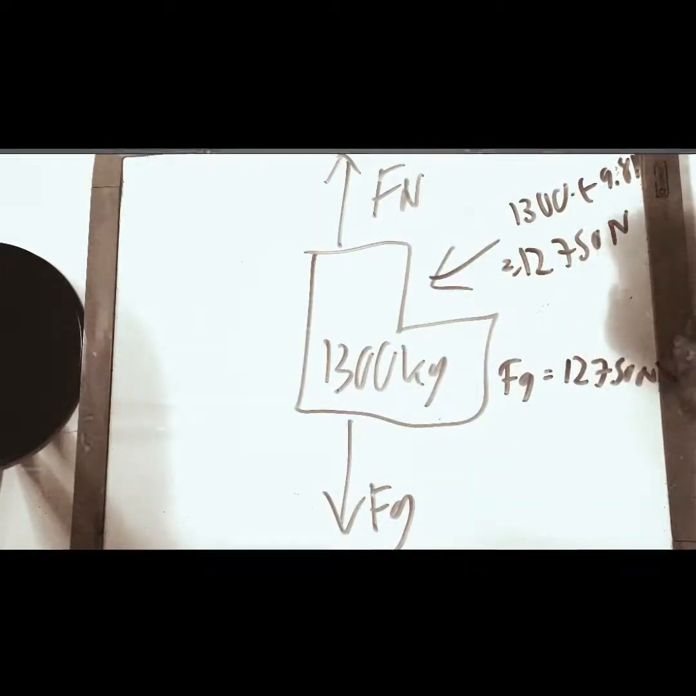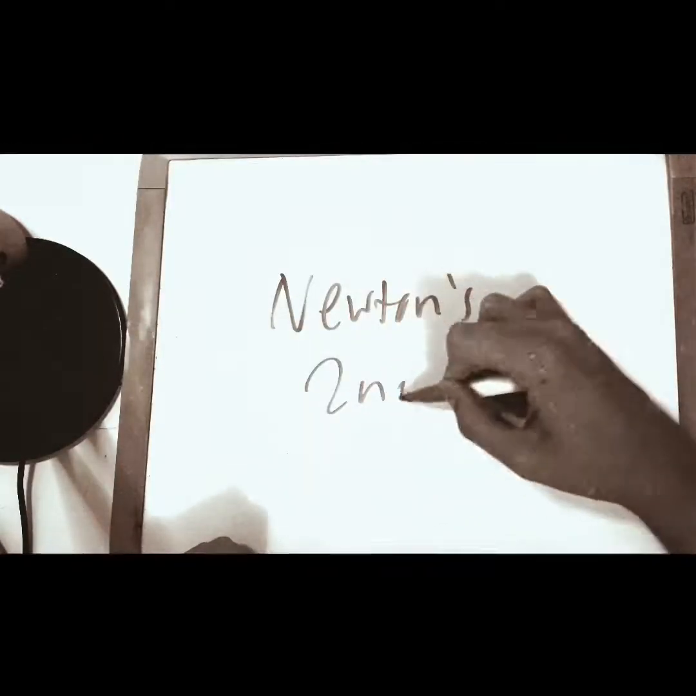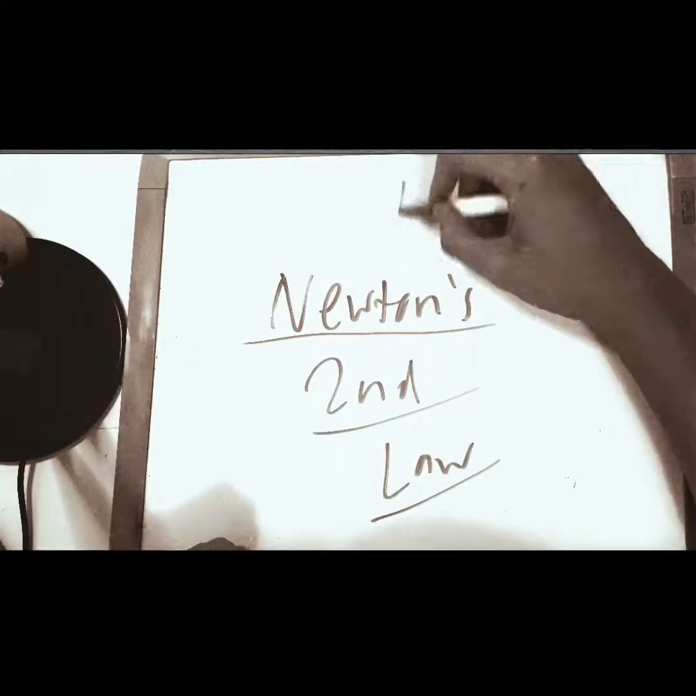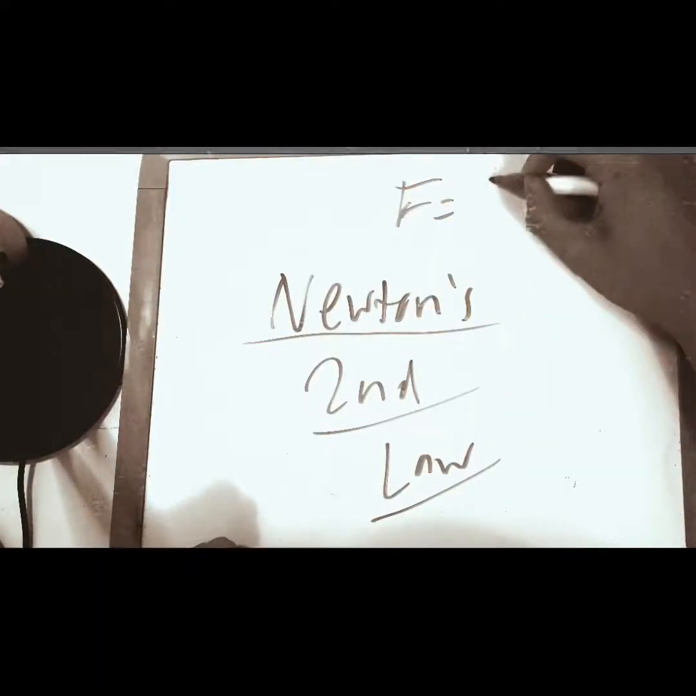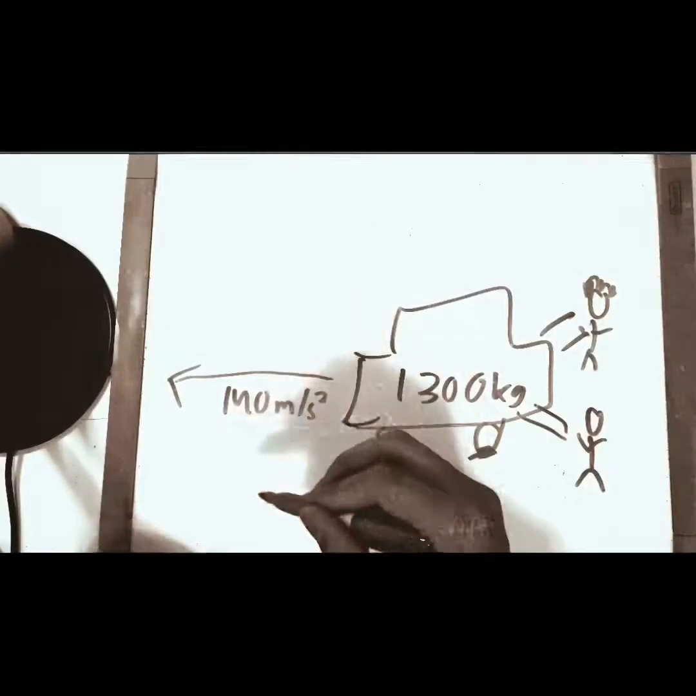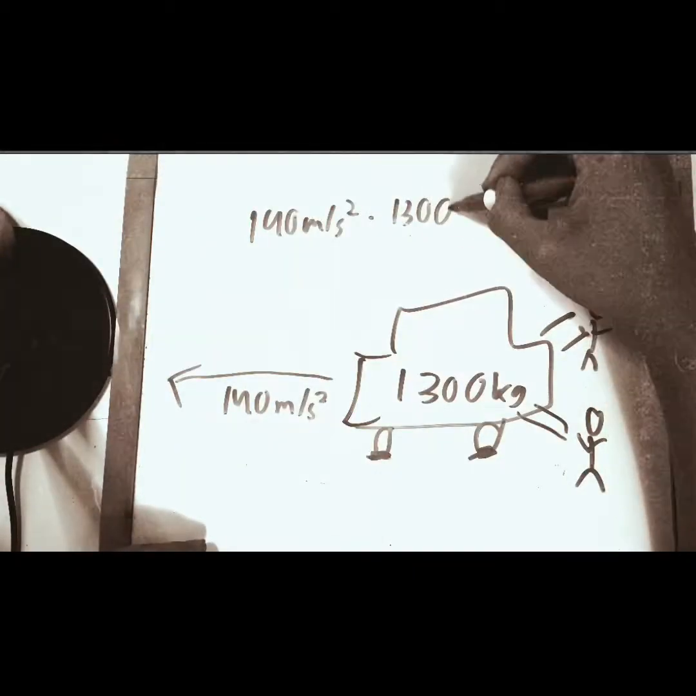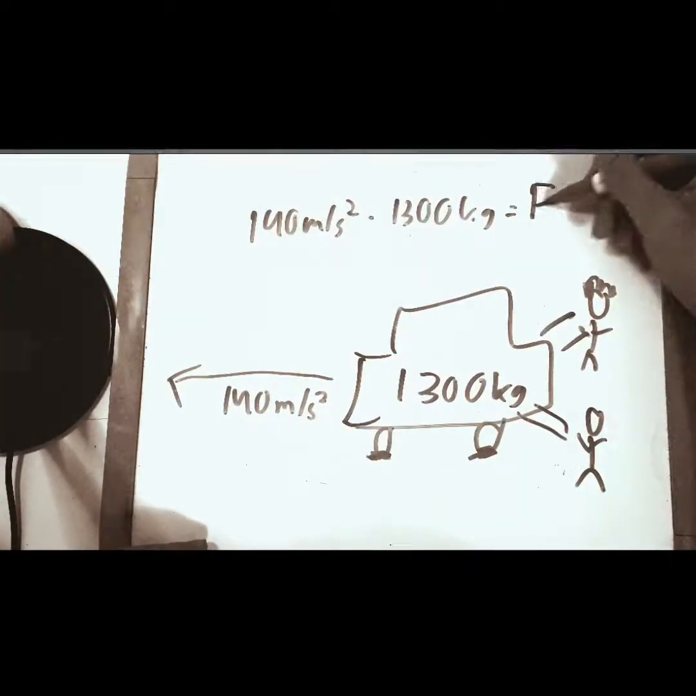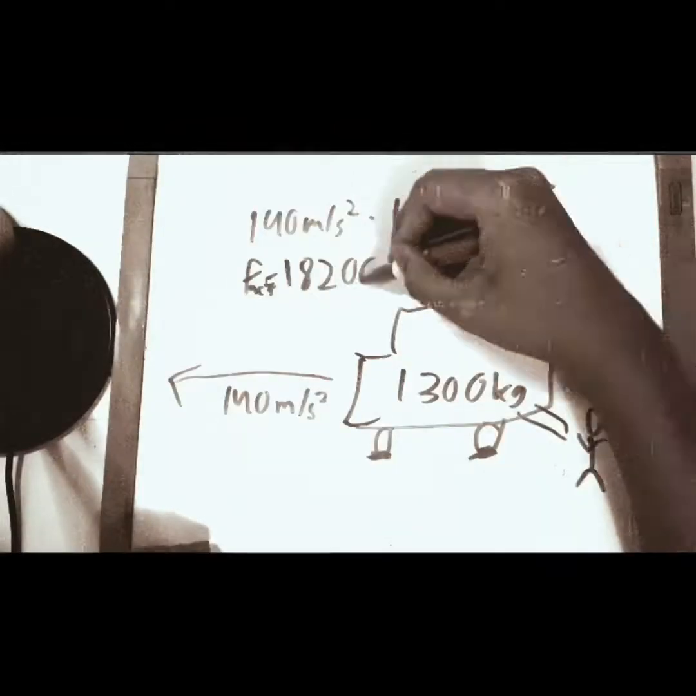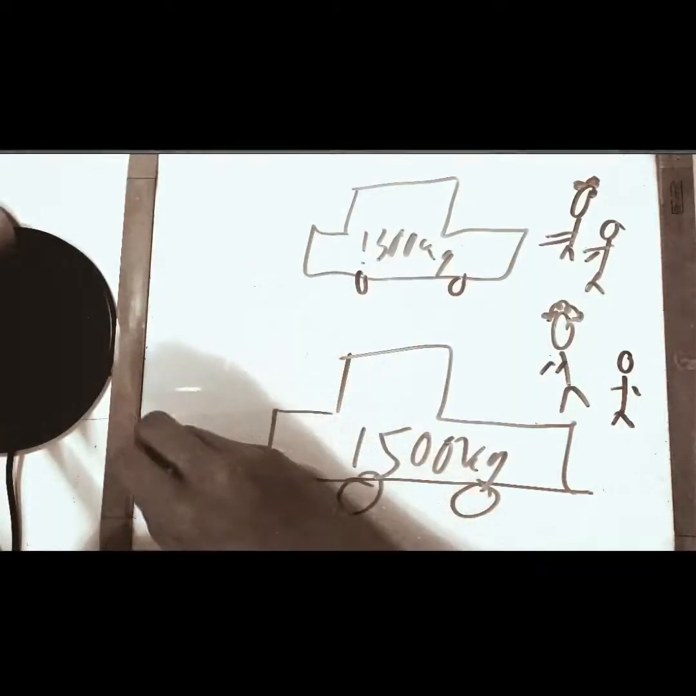The second law states that the rate of change of momentum of an object is directly proportional to the unbalanced force in the direction of the force. This gives us an equation: acceleration multiplied by the mass of the object is equal to force. If me and Yoni tried pushing a car and it weighed 1300 kilograms and we moved it at 140 meters per second squared, you can calculate the force that we moved the car, and that would be 182,000 newtons.